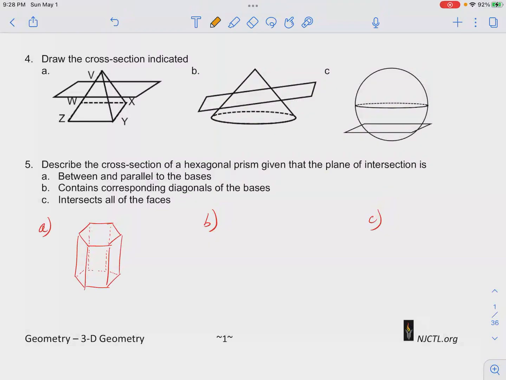Number 5 in your classwork for Intro to 3D Figures, we have a hexagonal prism that we want to find the cross section for. Part A is when it's between and parallel to the bases. So we're going to draw a plane that is parallel to the bases that falls in between them. So it's going to look something like this.